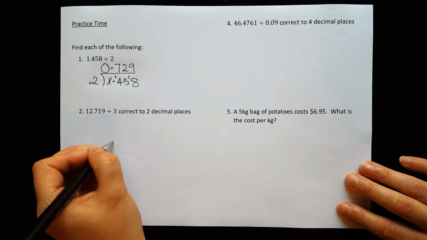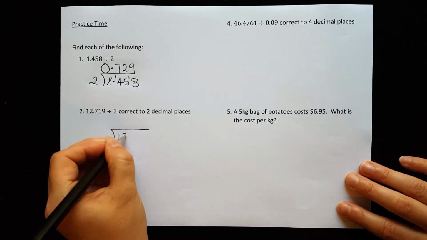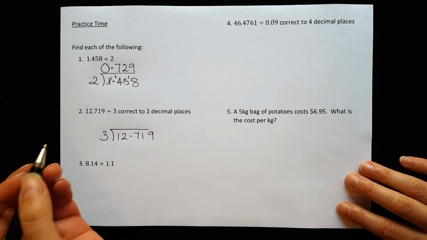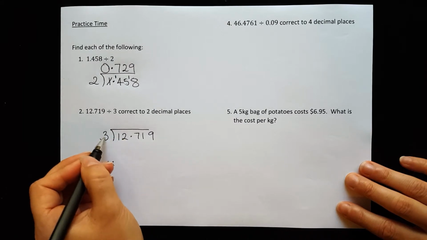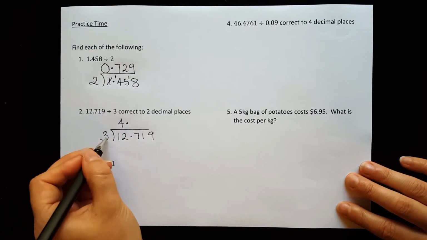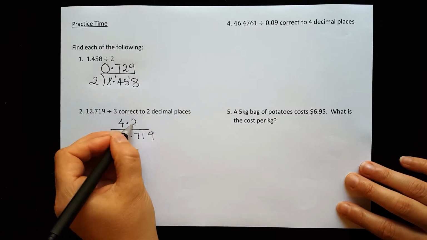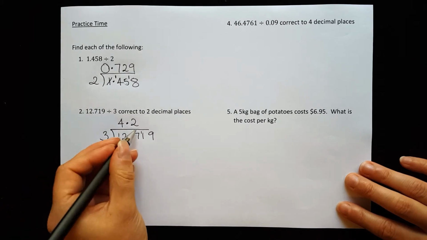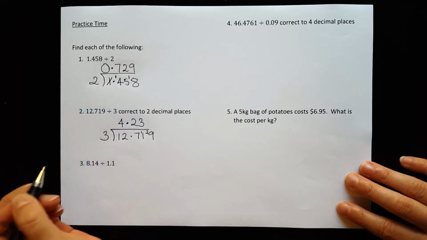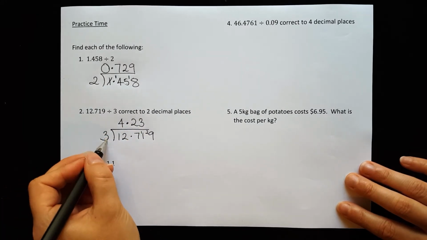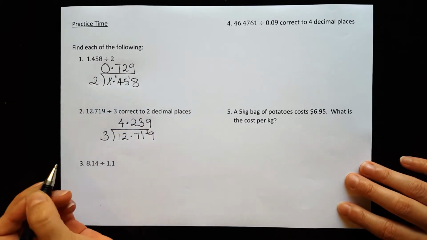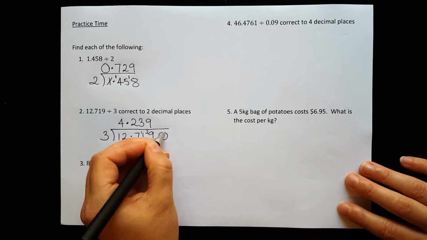Question 2, we want to divide 12.719 by 3, correct to 2 decimal places. Let's take 12 divided by 3 because that goes exactly 4 times, then the decimal point. 7 divided by 3, that will go twice with a remainder of 1. 11 divided by 3, 3 3s are 9, with a remainder of 2. 29 divided by 3, 3 times 9 gives 27. Okay, and we would have a remainder of 2.